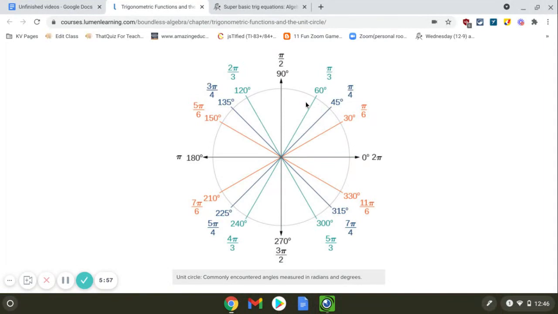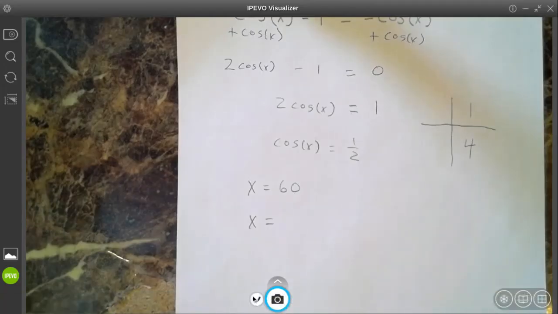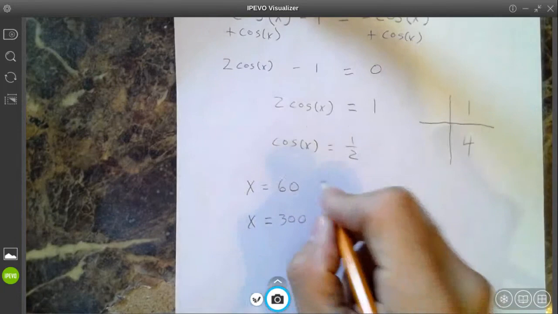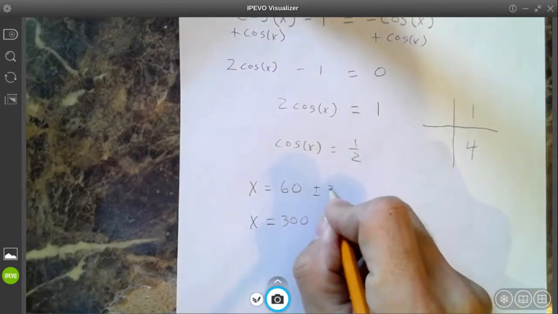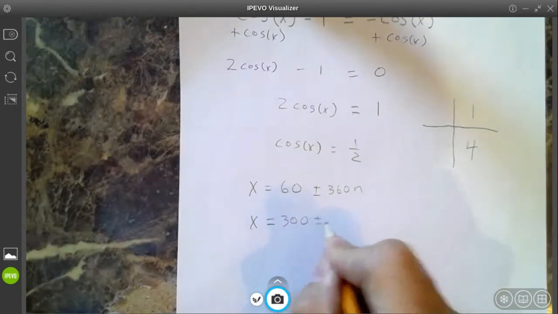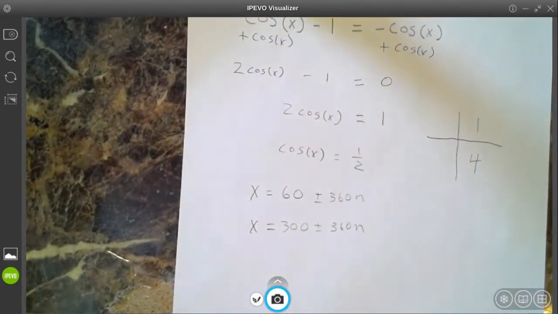Notice with cosine we were looking for how far to the right it was. So this is just to the right a little bit, like a small portion of it. And so we're looking for the quadrant 4 angle that has that same feature. Instead of it being way out there like 330 is, 330 is almost twice as far to the right as this 300-degree angle is. So 300 is our other answer. And then again, plus or minus 360. All right, nothing to it.